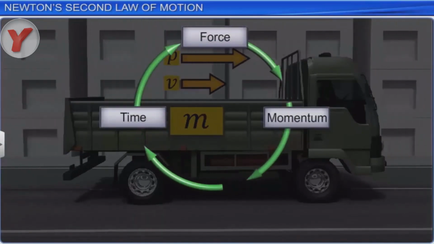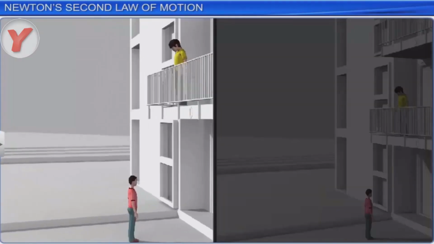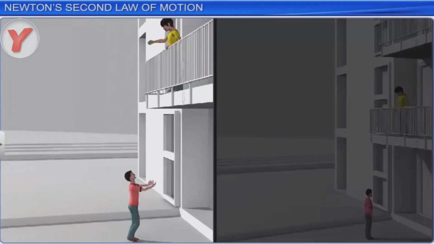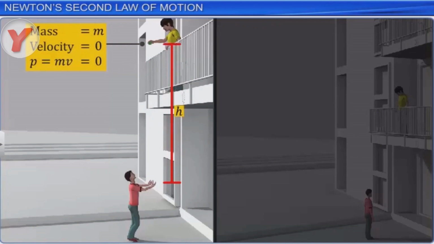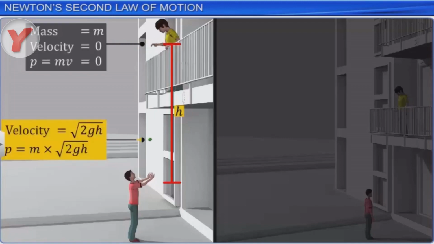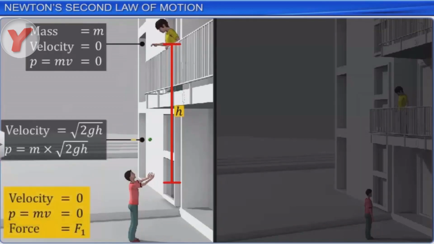Let us check some scenarios to illustrate this. A boy standing in a first-floor balcony drops a ball of mass m from a certain height h. As the ball goes down, it gains some velocity and hence acquires a certain momentum. A boy standing on the ground below catches the ball by using a force F. The momentum of the ball becomes zero during the process of catching it, as it comes to rest.